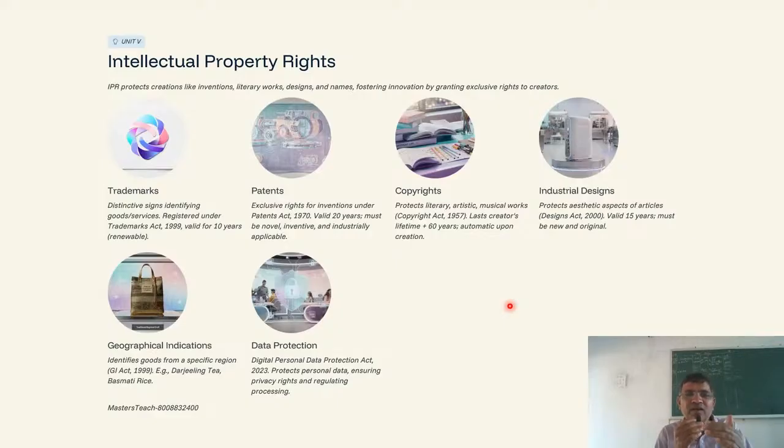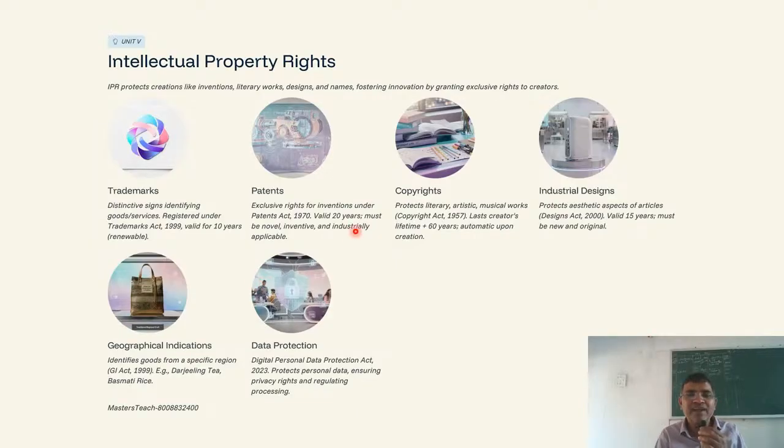Intellectual property rights cover literary works, designs, and names, fostering innovation by granting exclusive rights to creators. These include trademarks, patents, copyrights, industrial designs, geographical indications, and then data protection. We'll discuss what a trademark is. A trademark means a distinctive sign identifying goods and services, registered under the Trademark Act 1999, valid for 10 years. It can be renewed again and again.